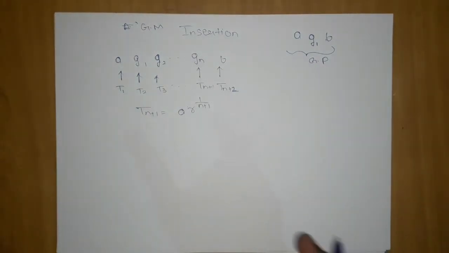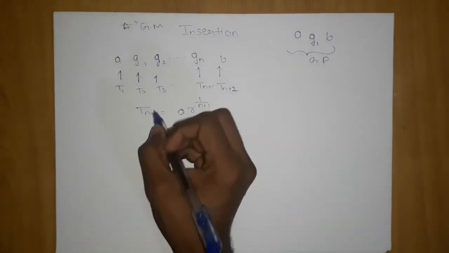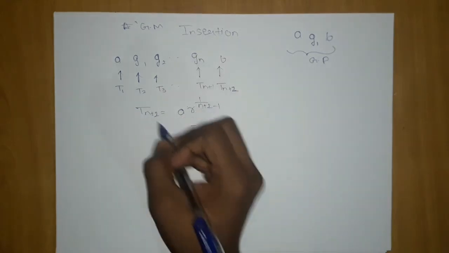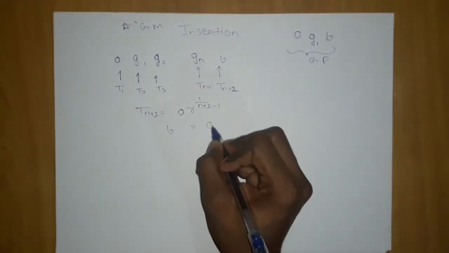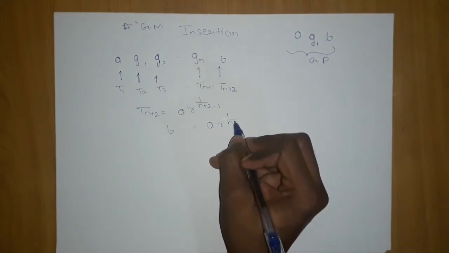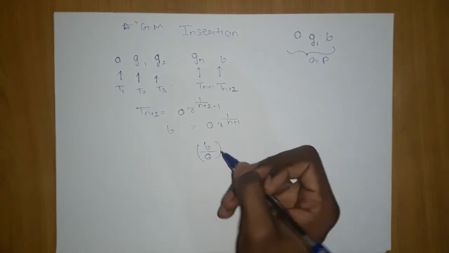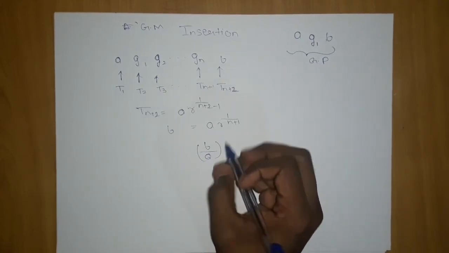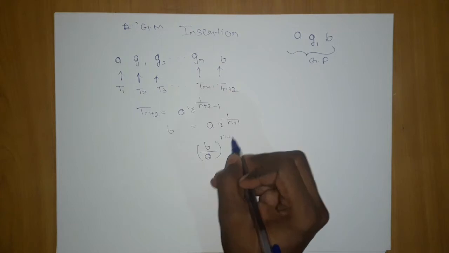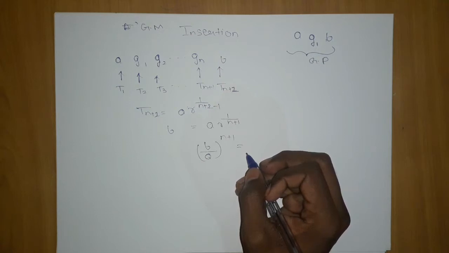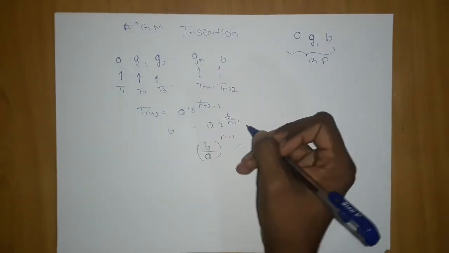So this B term will be nothing but the n plus 2 term. So T(n+2) will be a r to the power (n+2)-1, and this T(n+2) term is nothing but B. So what value of r do we get? We get r as (b/a) to the power 1 upon n plus 1.